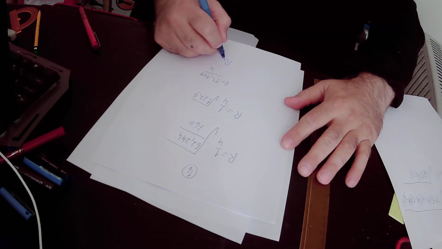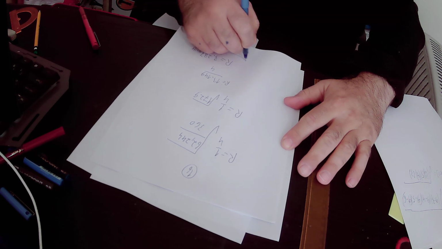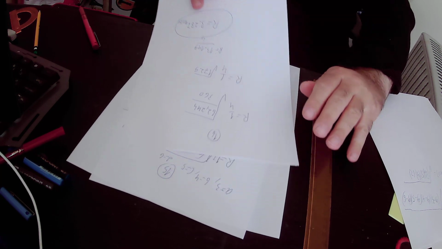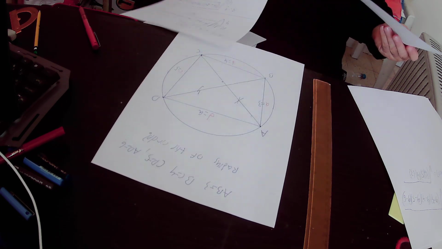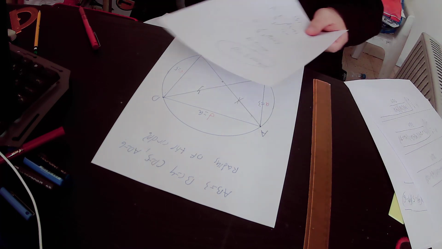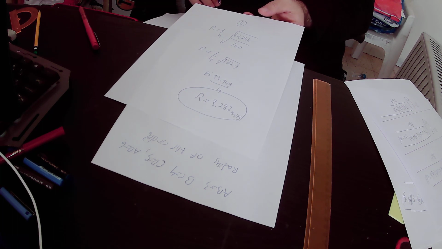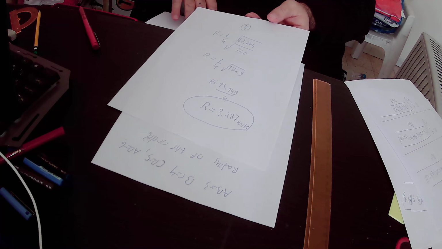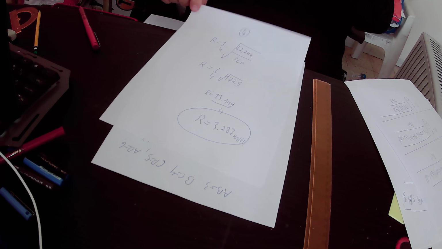So the radius of the circle equals 3.287 units. Okay, so we found out that the radius of the circle that blocks quadrilateral ABCD equals 3.287 units. Okay, so that is the answer to the question.